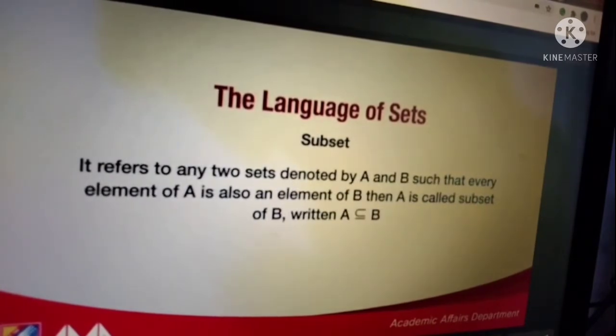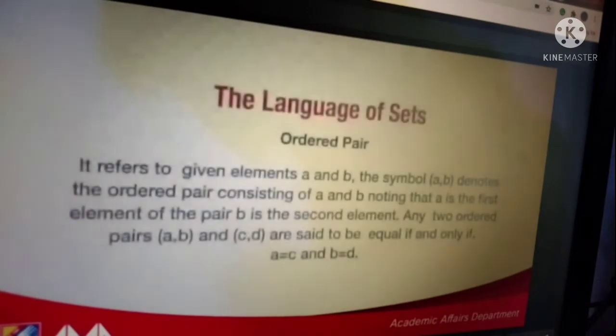Subset. It refers to any two sets denoted by A and B, such that every element of A is also an element of B. Then, A is called a subset of B, written as A subset B. That's the symbol for the subset.